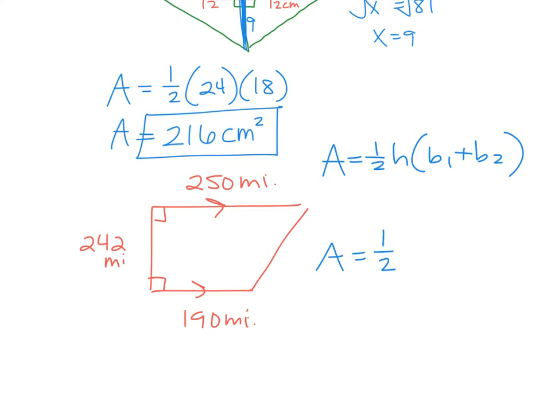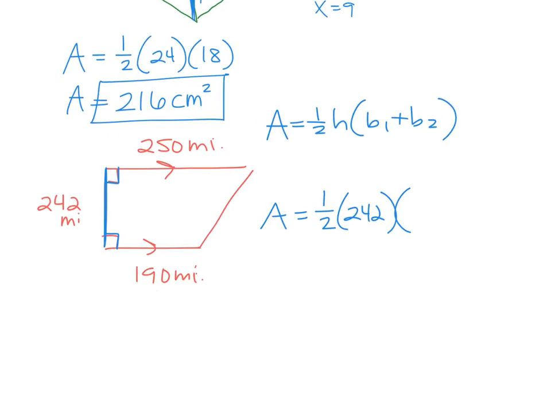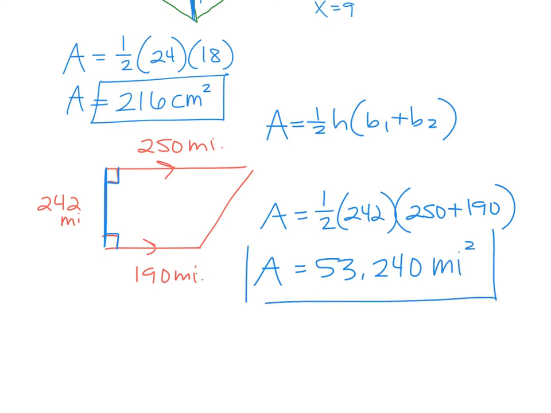What's h? 242. Okay, so sometimes the height can be the side of the figure if it's perpendicular. So you'll go 1/2 times 242 times, and then you'll add the two bases together. So 250 plus 190, which you get a very large number for. Your area is 53,240, and it's area, so don't forget to square your units. So square miles.